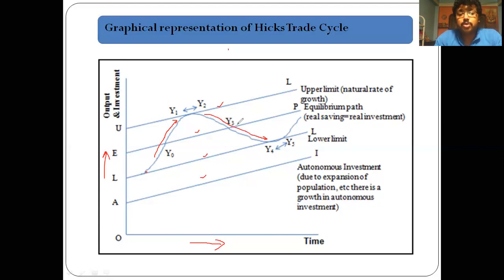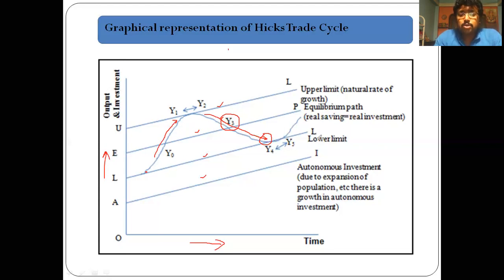So the income falls beyond Y3, and it will not fall beyond Y4 because there is autonomous investment. As there is a progressive autonomous investment, the income will not fall below the lower limit, that is Y4. Here, one thing should be clear: the rate of expansion is more than the rate of contraction.